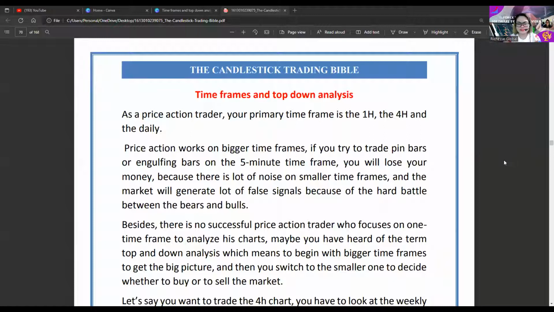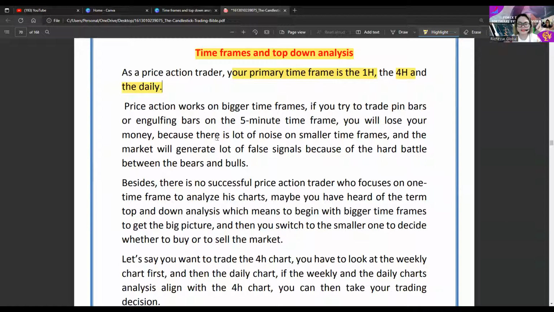Ayan, good morning po ulit sa atin. For this episode po, pag-aaralan natin ang time frames and top-down analysis. Kung mapapansin nyo, ito yung pinaka-highlights natin for today's episode. As a price action trader, ang mga primary time frames po natin ay 1 hour, 4 hours, and daily time frame. Kumbaga, ito yung madalas na titingnan nyo.